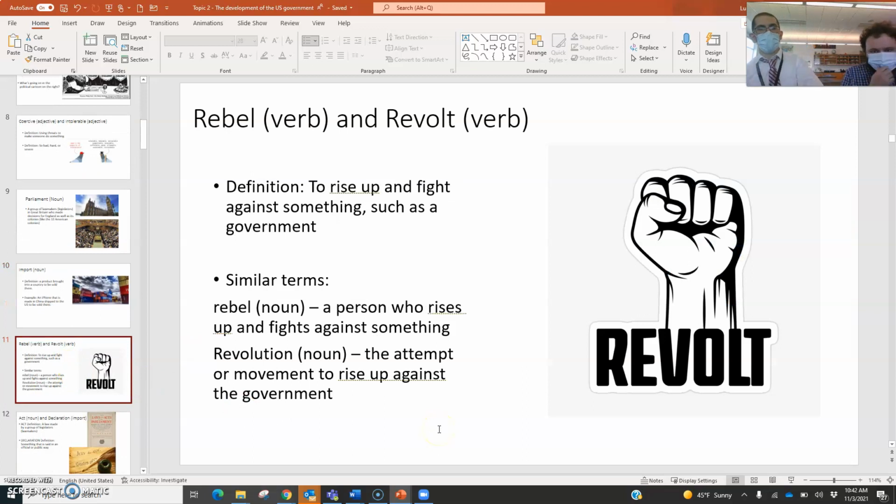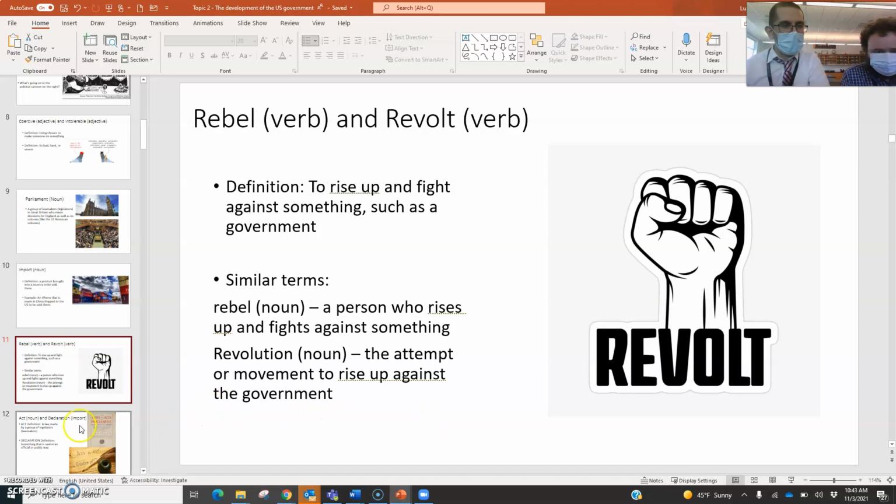All right. So the next little pairing of terms is rebel and revolt. To rebel is to rise up and fight against something, such as a government. Rebel and revolt are very similar terms: people who are rising up and fighting against something. And then revolution is the attempt or movement to rise up against the government. So if someone is trying to start a revolution, they are going to rebel and revolt. They're all very similar and related to one another.